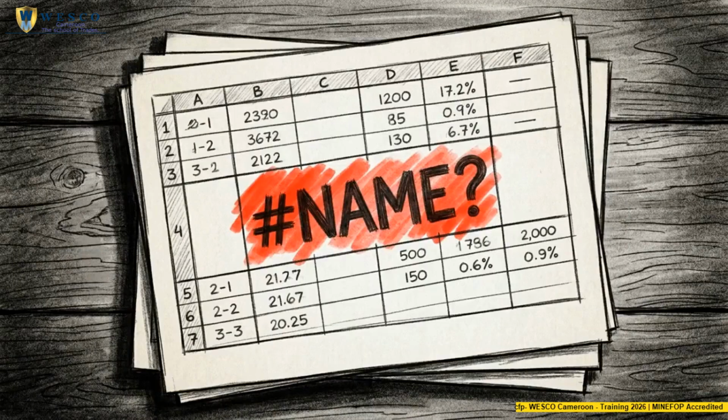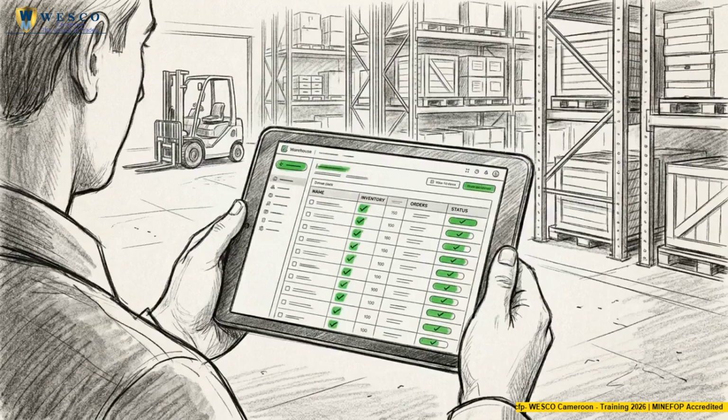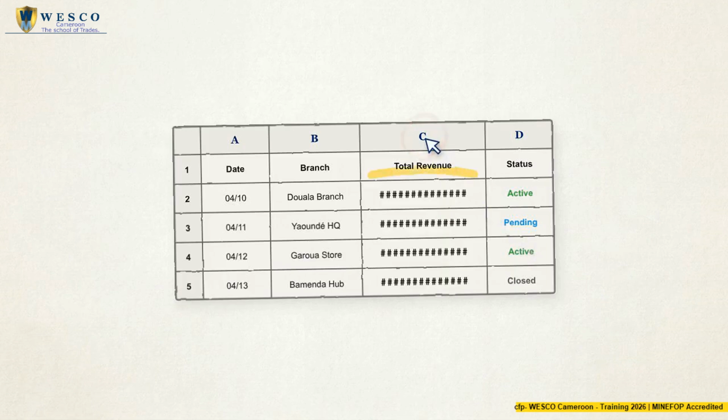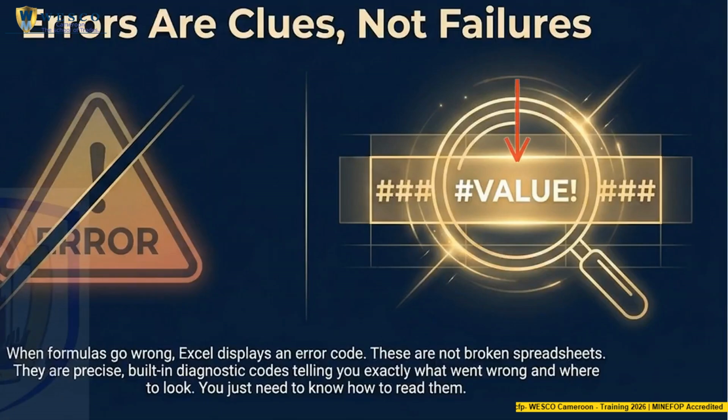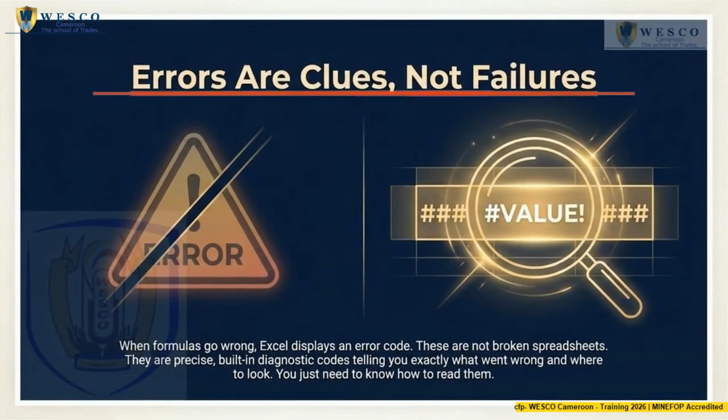Mastering these specific Excel error codes is the final step in turning a broken spreadsheet into a reliable reporting tool for a local business. Locate the total revenue column in your practice file. Right now, it is likely displaying nothing but a series of hash symbols. This magnifying glass highlights how Excel provides specific feedback. As an employer, I want you to view these codes as built-in technical reports, telling you exactly where the logic of your sheet has stopped working.